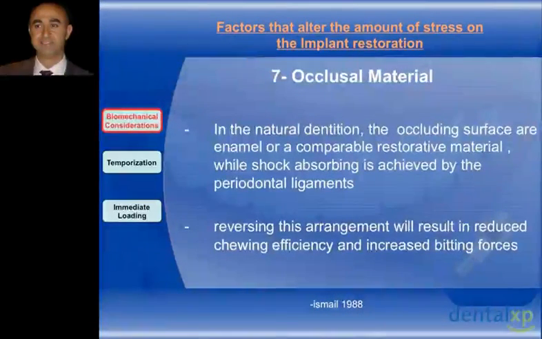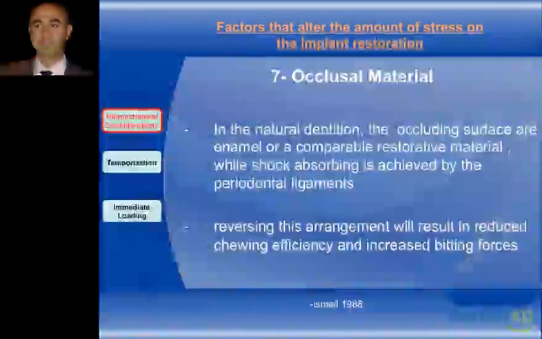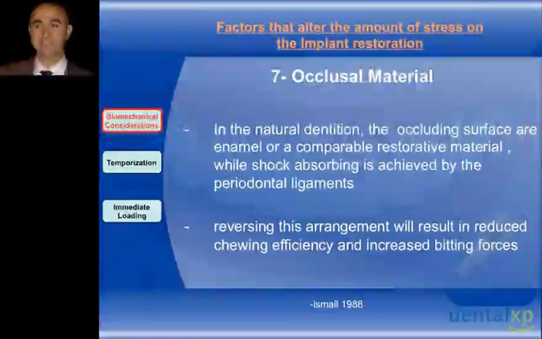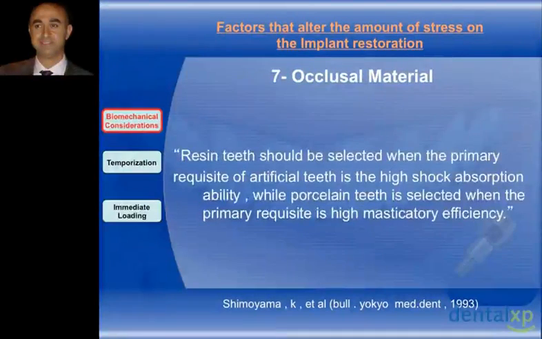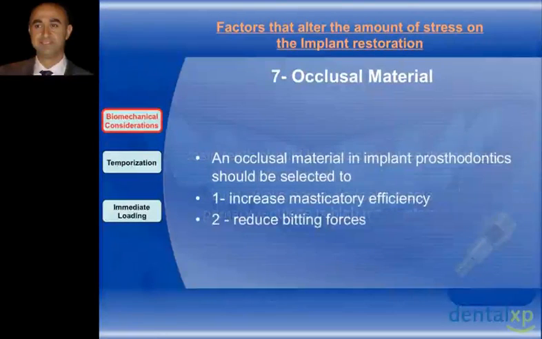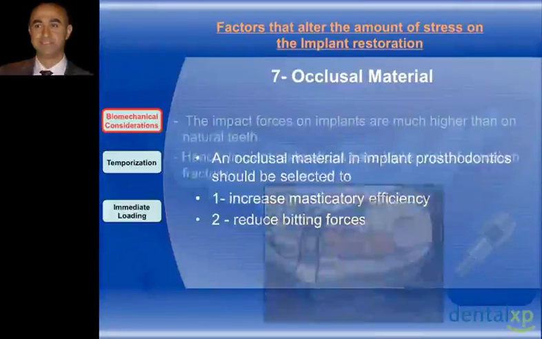Again, from the literature, we know that in natural dentition the occlusal surfaces are either enamel or comparable restorative material, while shock absorption is achieved by periodontal ligaments. Reversing this arrangement will result in reduced chewing efficiency and increased biting forces. Again, from another Japanese group literature, we can see that resin teeth should be selected when the primary requirement of artificial teeth is high shock absorption ability, while porcelain teeth are selected when the primary requirement is high masticatory efficiency. So in other words, occlusal material in implant prosthodontics should be selected to increase the masticatory efficiency itself, and thereby reduce the biting forces itself.